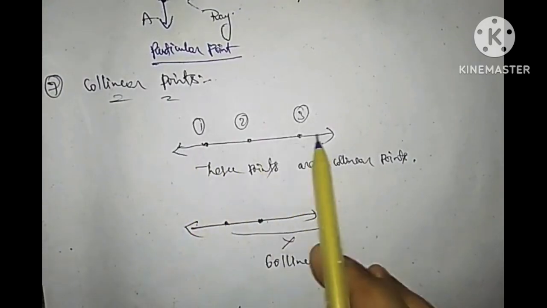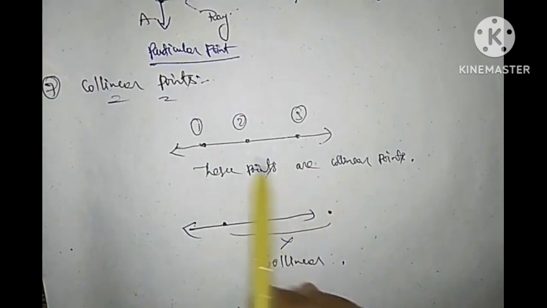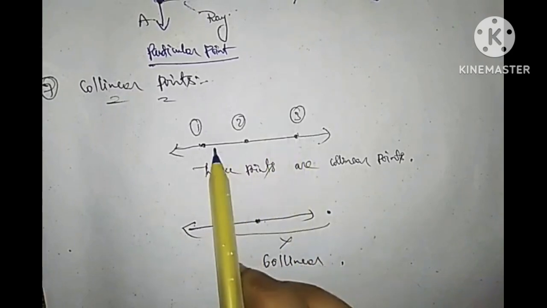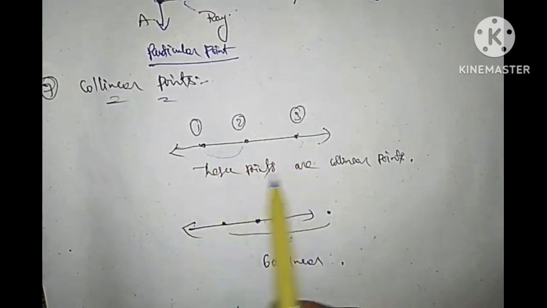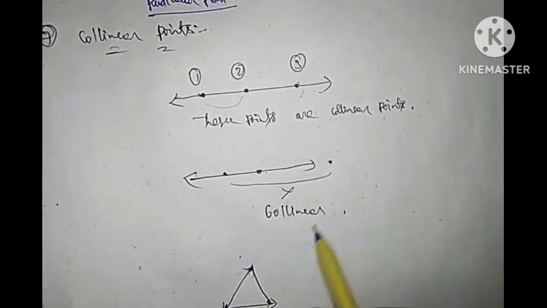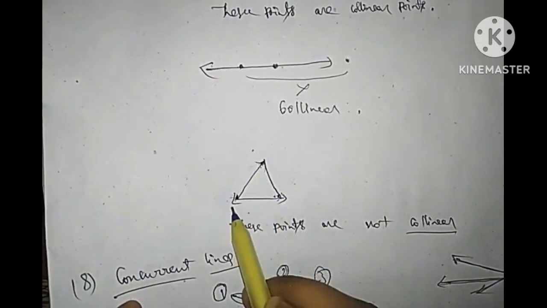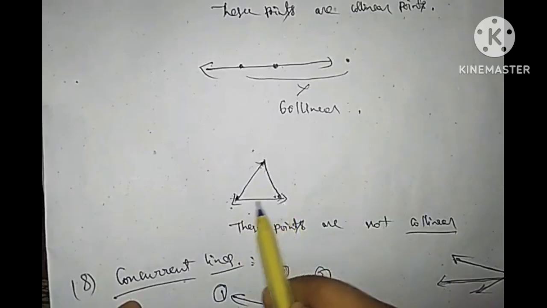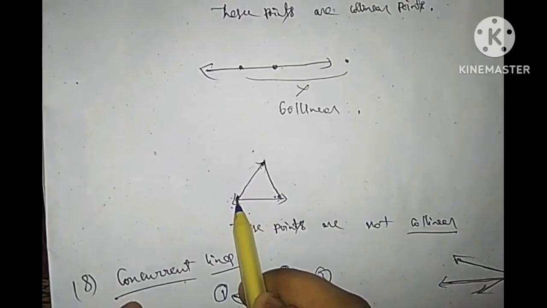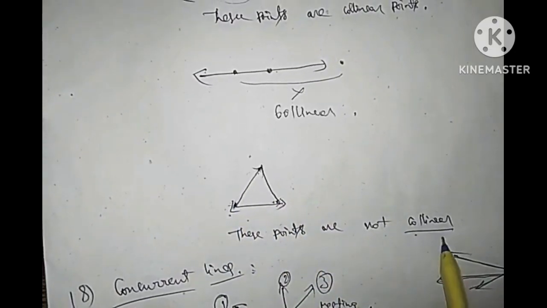See, this is a line. On the line I have taken 3 points, 1, 2, 3. These 3 points lie on the same line, right? We can see they are on the same line, so we can call these points collinear points. If a point is outside the line, it is not collinear. Like this, here 3 points are all on the same line. No, these 3 points are in other, different regions. And see here, these 3 points are not lying on the same line, so these points are not collinear.